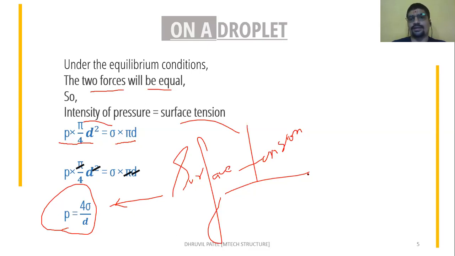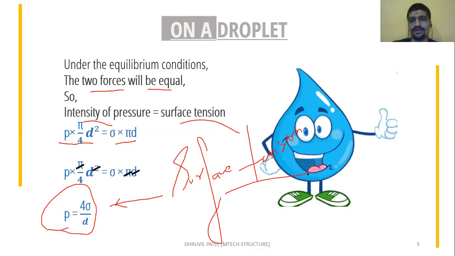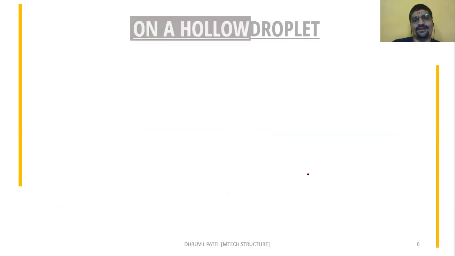So this is the first derivation, the surface tension on a droplet. I hope you understand it. So now coming to another derivation. See, this droplet is also saying that, okay, you understand it. Now on a hollow droplet.